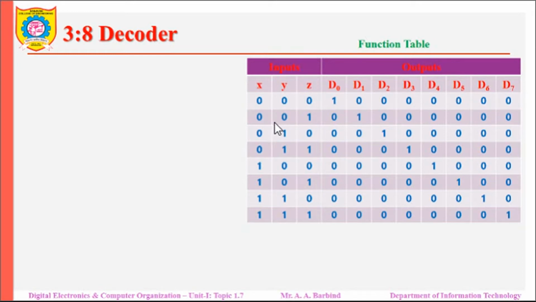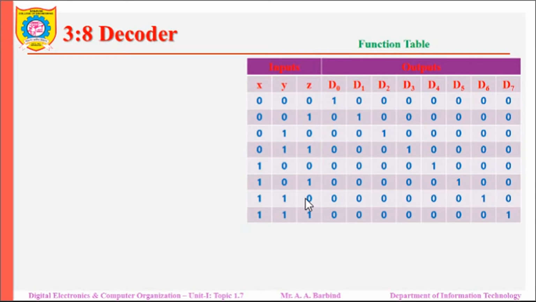When input is 0, 0, 1, then the D1 output is enabled, whereas the other outputs are disabled. So for 0, 1, 0, D2 is enabled. For 0, 1, 1, D3 is 1, rest are 0. For 1, 0, 0, D4 is 1, rest of the outputs are 0. For 1, 0, 1, D5 is 1, rest of the outputs are 0.